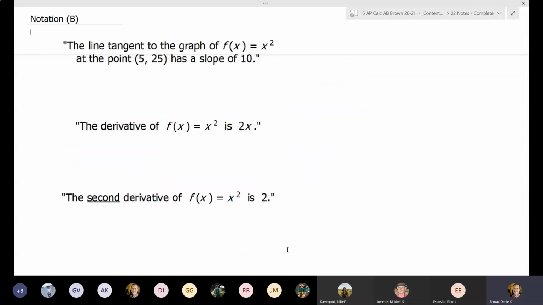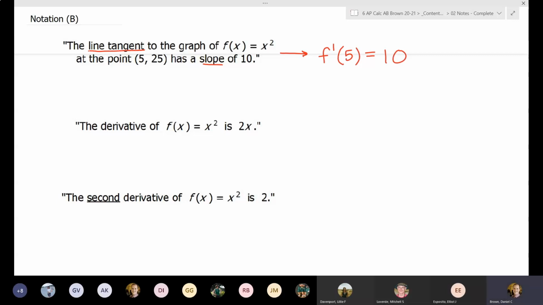I also want to look at how we can translate sentences into mathematical notation. For this first statement: the line tangent to the graph of f of x equals x squared at the point 5, 25 has a slope of 10. We've already learned that the slope of a tangent line is the derivative. So this whole statement can be summarized by saying f prime of 5, the x coordinate where we're taking the derivative, is 10. Using notation is going to be helpful when we can summarize it.